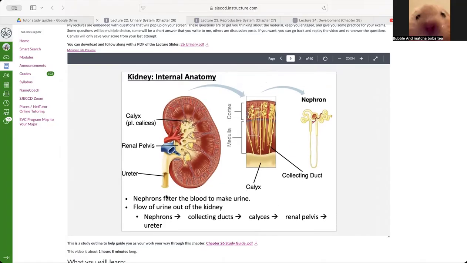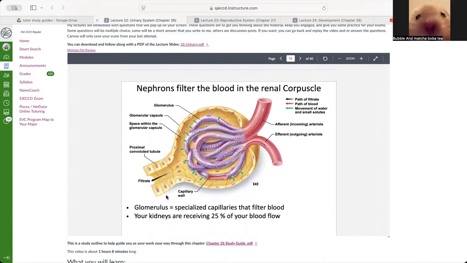Nephrons filter blood in the renal corpuscle. So the afferent arteriole goes into the capillary bed called the glomerulus, and it goes back to an arteriole that leaves, called the efferent arteriole. The kidney receives about 25% of blood flow, and the pathway goes into the kidneys, into the glomerulus for filtration, and back out of the kidneys.